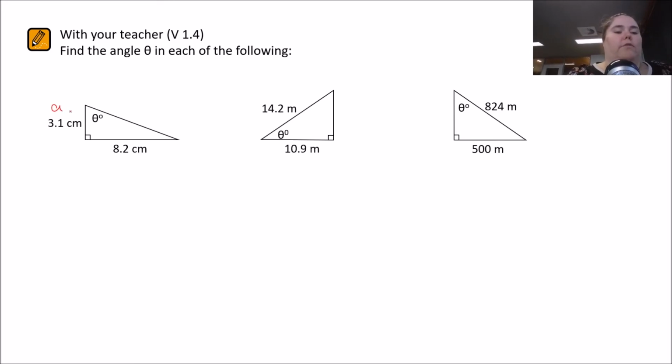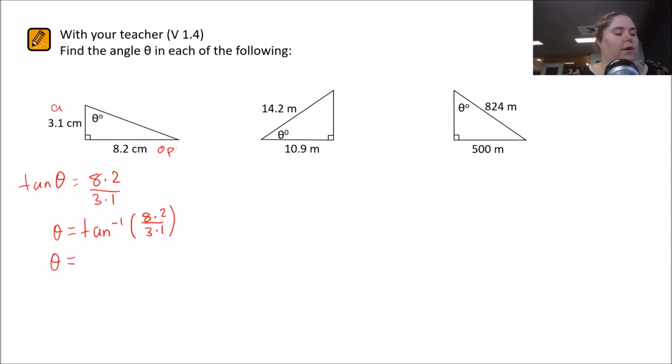So once again, labeling first, adjacent and opposite. So we're going to be using tan. Tan theta equals OA, so 8.2 over 3.1. Alright, so now I want to get that theta by itself. And what we do is the opposite of tan. And the opposite of tan is called arctan. On your calculator, it looks like tan to the -1, but is technically called arctan. So all we do is go arctan of 8.2 divided by 3.1. So theta is 69.3 degrees. It's really quite a nice little simple process.